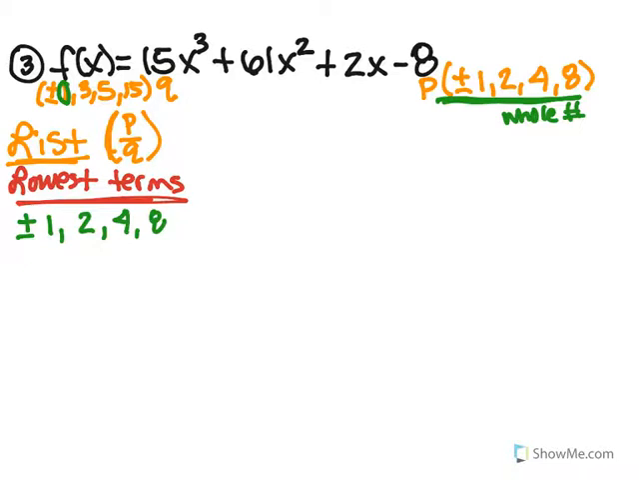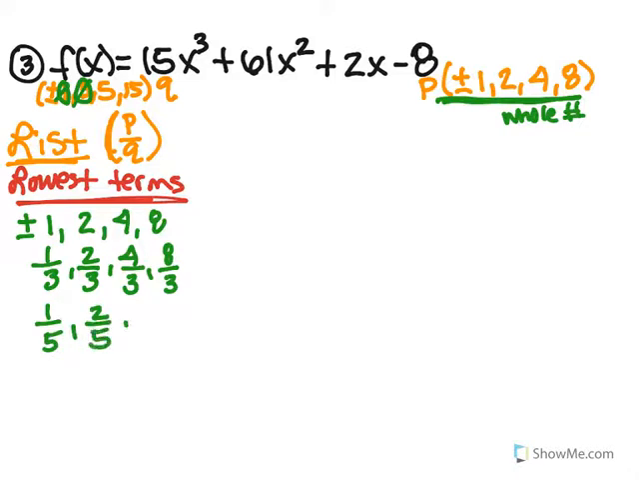I'm going to now write each one of the P's, 1, 2, 4, and 8, on top of the next Q, which would be 3. So I'm going to have 1 over 3, 2 over 3, 4 over 3, and 8 over 3. Done with that Q. The next Q is 5. So that means my bottom needs to be 5. 1 over 5, 2 over 5, 4 over 5, and 8 over 5.